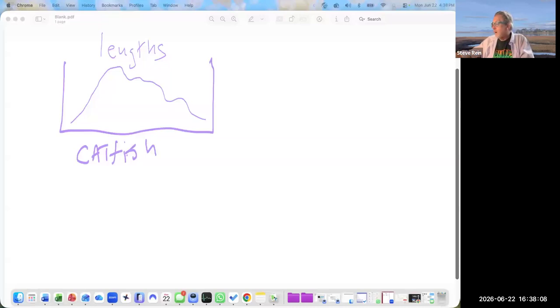collected catfish from the population of catfish. And he took a sample. And in theory, he took a sample of size N individuals. N is the number of catfish that he collected.